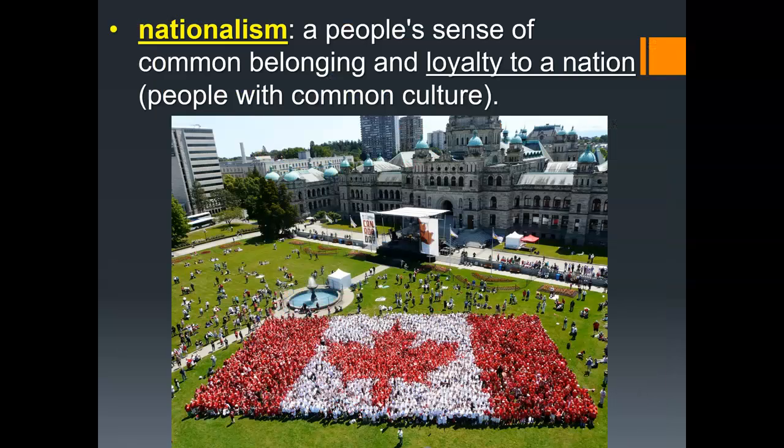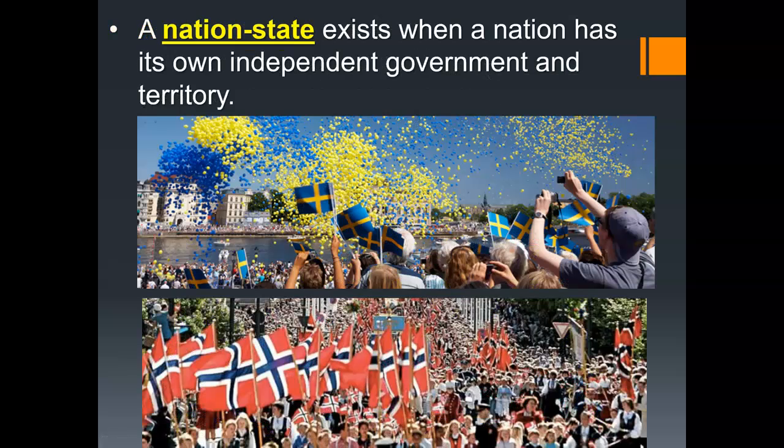So nationalism is when that nation, that group of people, have a common sense of belonging and loyalty to each other. That you put the group you identify as kind of the center of everything, and you see your group as different from other groups, and you're proud of being part of that group. That's called nationalism. So in this picture we have some Canadian nationalism going on. Nationalism is similar to patriotism.